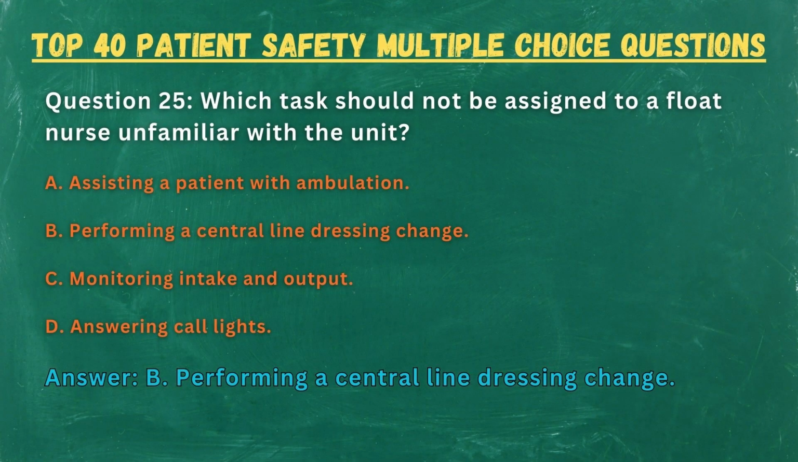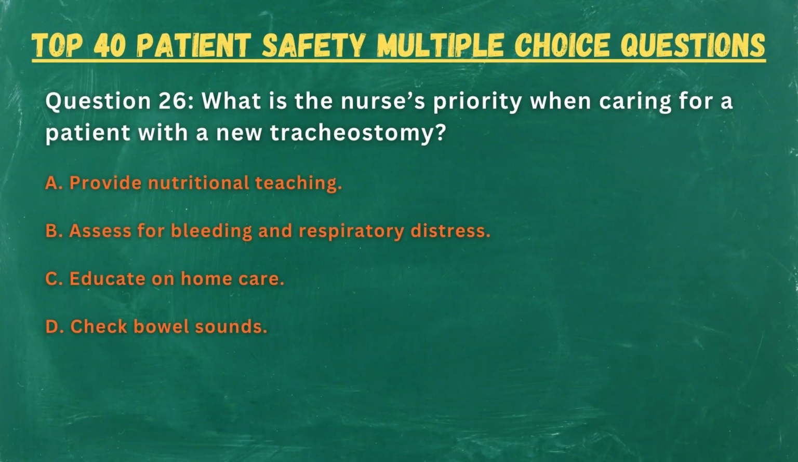Answer: B. Performing a central line dressing change. Question 26. What is the nurse's priority when caring for a patient with a new tracheostomy? A. Provide nutritional teaching. B. Assess for bleeding and respiratory distress. C. Educate on home care. D. Check bowel sounds.